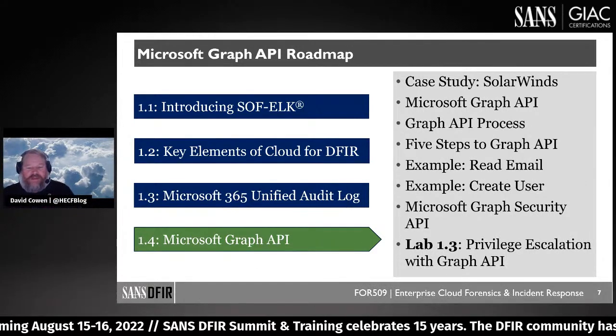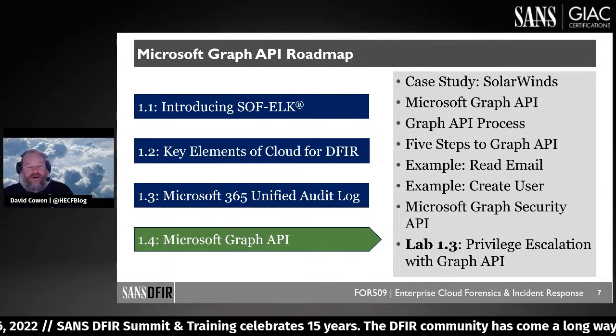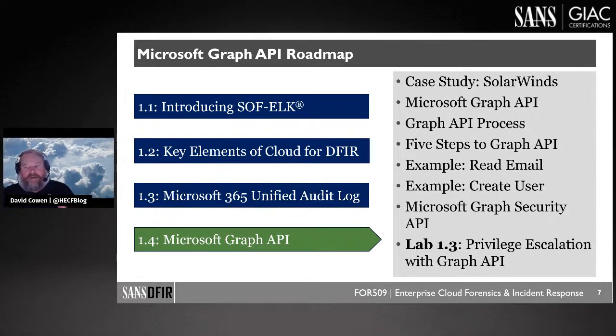So then we move into our next major section, talking all about the Graph API. We talk about SolarWinds because that was one of the first major incidents where we actually saw the Graph API being publicly abused by attackers, and some of the interesting ways that they managed to use it for collection and persistence.